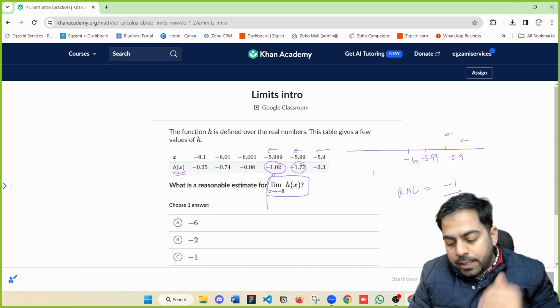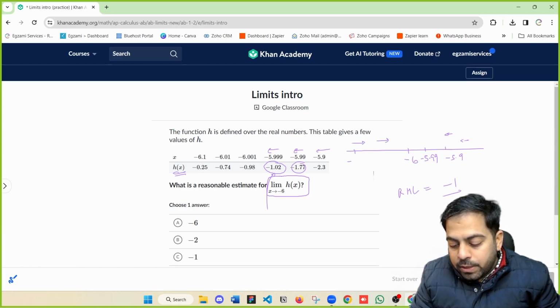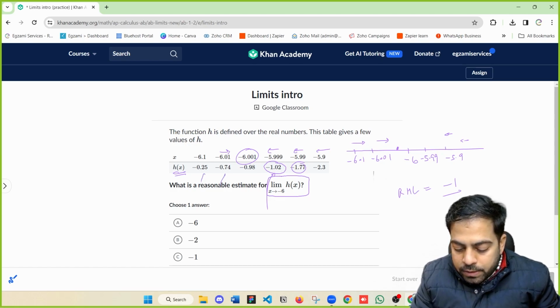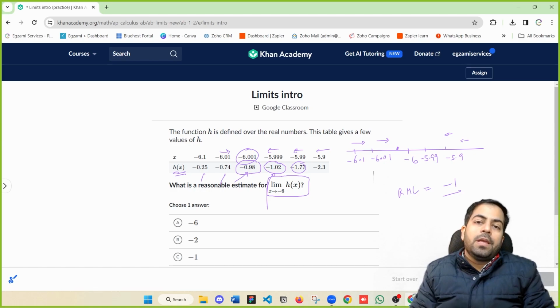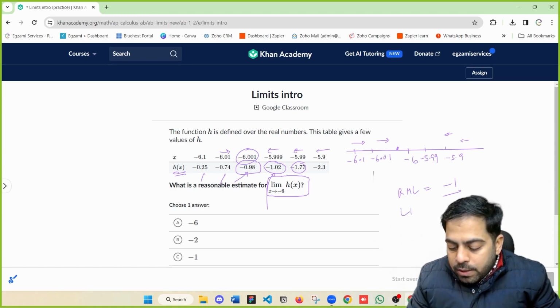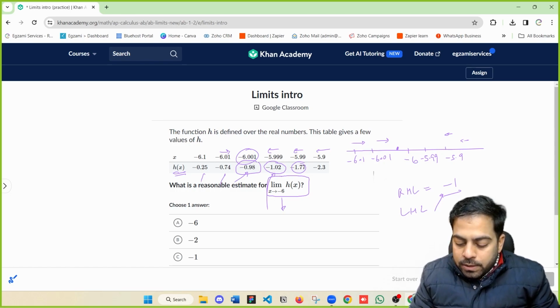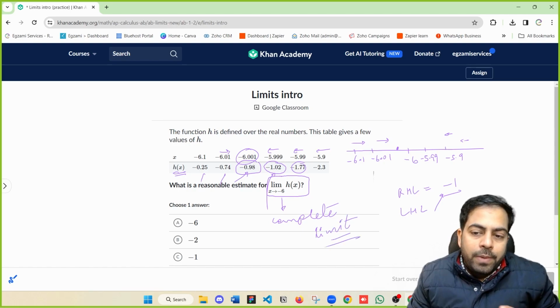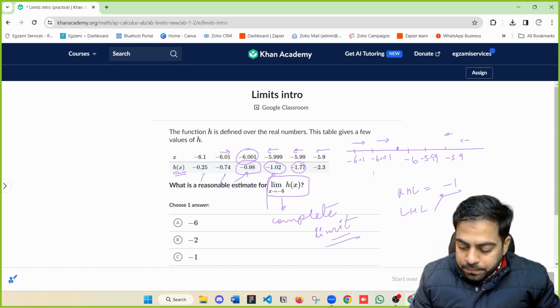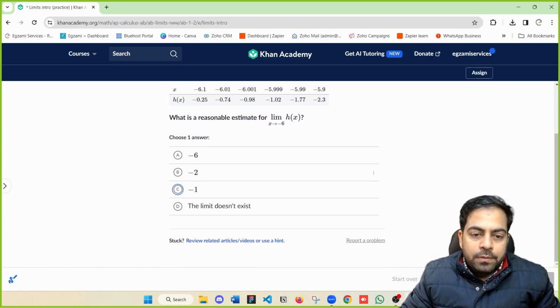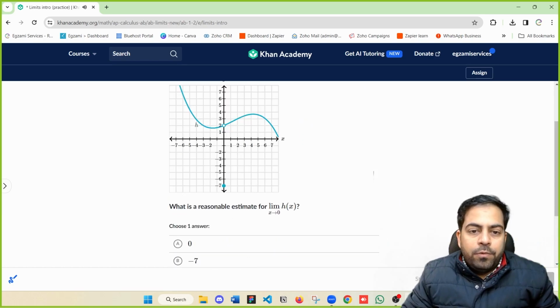And then from the left hand side, on the number line, minus 6.1 will be here, minus 6.01 will be here, and then minus 6.001 will be here. As you can see, this one is also approaching minus 1. So when LHL and RHL both have the same value, this is called the complete limit, and it is said to exist. Here LHL and RHL both are equal to minus 1, so the complete limit exists, and it is equal to minus 1. So let's tick that option and move ahead.